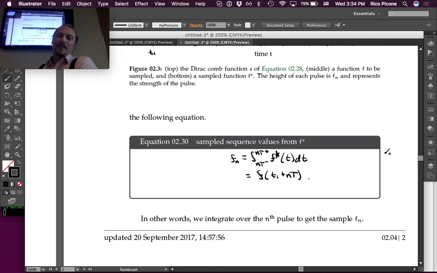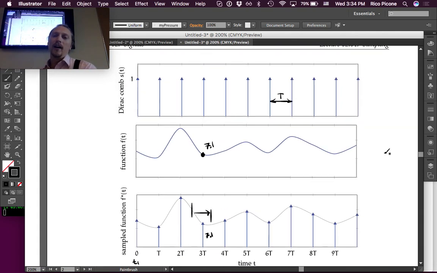Okay. So we're feeling pretty good. We get a representation of the sampling where it scales all these Dirac delta functions. We don't really know why that's useful yet, but it works. And if we wanted to get out an fn for any of these pulses in the sampled function, f star, all we would need to do is integrate over the pulse, and we'd get the associated fn for that pulse. Okay?